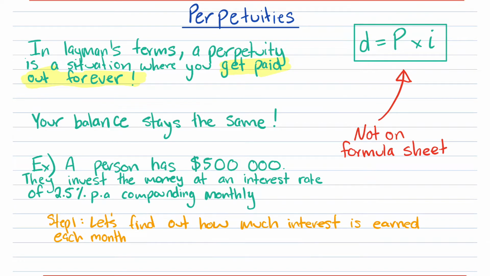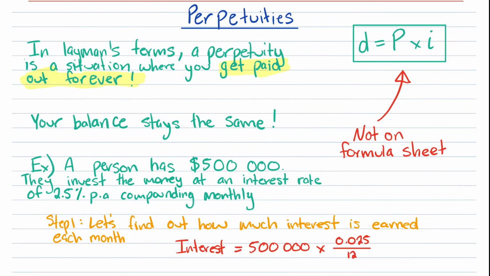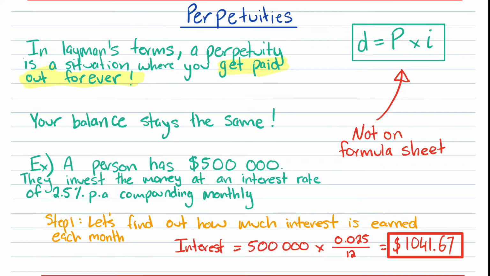had that much money and they were given the interest rate of 2.5%. So the interest that they would earn, the way we could calculate that is we could do 500,000 times the interest rate as a decimal divided by the compounding periods. And that turns out to be about $1,000 approximately. So this person would earn $1,000 every month if they had $500,000 in this investment situation.